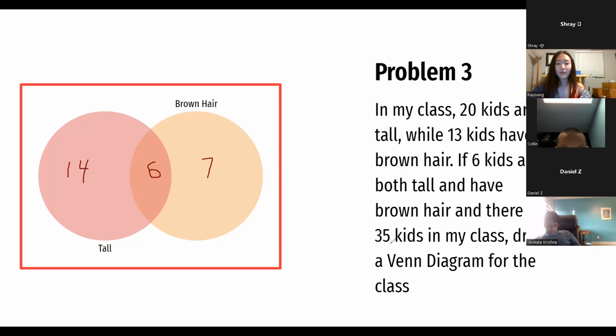27, and there's 35 kids total. So where are the missing 8 kids? Well, the 8 missing kids are still in the class, but they're on the outside because they're not tall, they're short, and they don't have brown hair. So maybe they're blonde or have blue hair or something. So yeah, that would be the correct Venn diagram.